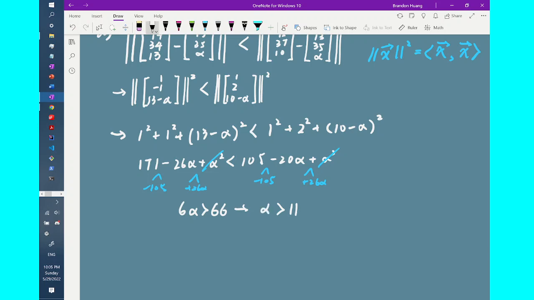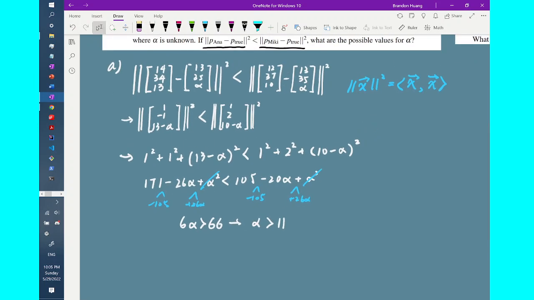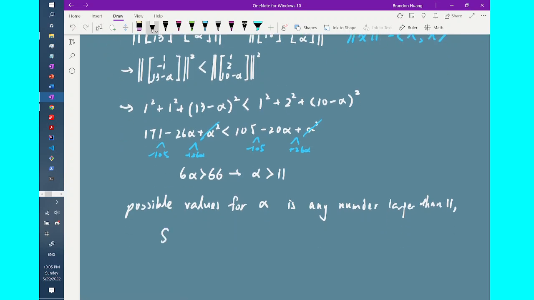So what this inequality is telling us is that as long as alpha is a number that's larger than 11, this inequality will work. So the possible values for alpha is any number that's larger than 11, or we can express the set of all possible values as any real number such that it's larger than 11.